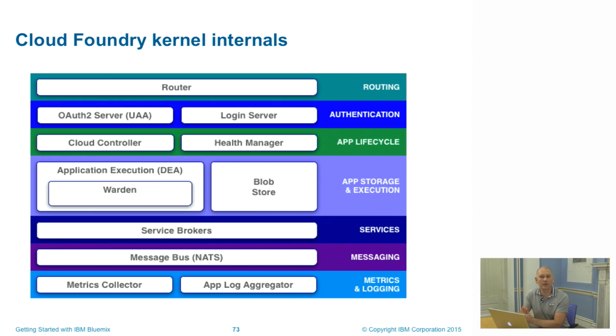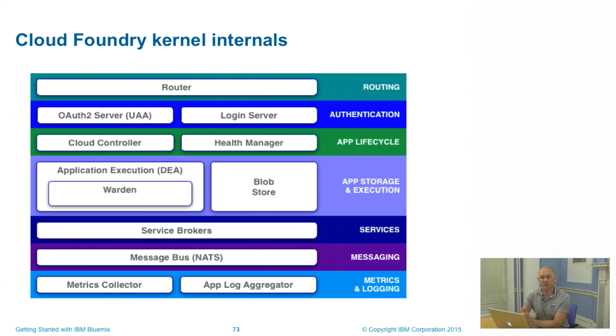When we look inside the Cloud Foundry kernel, it's made up of a number of different components. Starting at the top, we have the routing component. When you try and access your application, the routing component is going to make sure that your user's request gets to your application. It'll make sure that it's load balanced across all of the various instances of your application. Next, we have authentication. There's an authentication layer to make sure that you can log in to your cloud services.